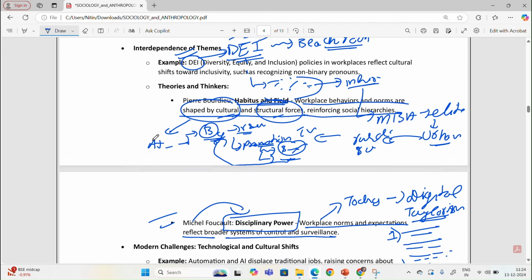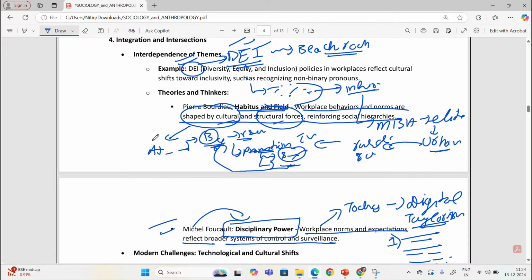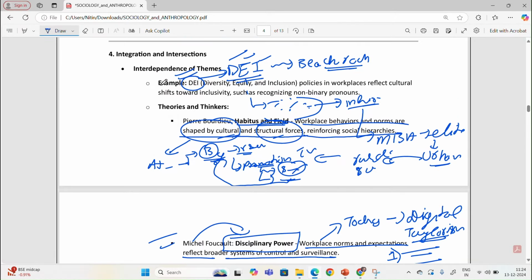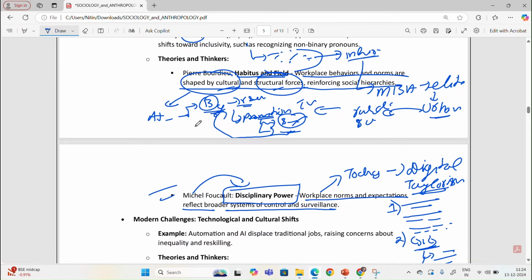This is basically the new kind of theories that have come up for the intersection and integration of technology with gig work, and Taylor's idea of scientific management with technology. So that's what disciplinary power is doing over here.